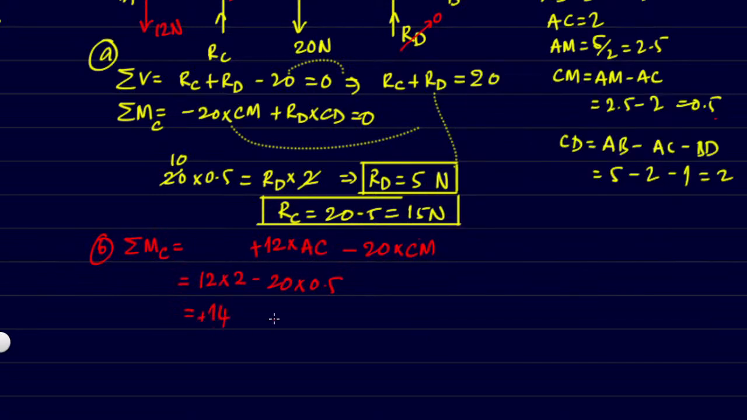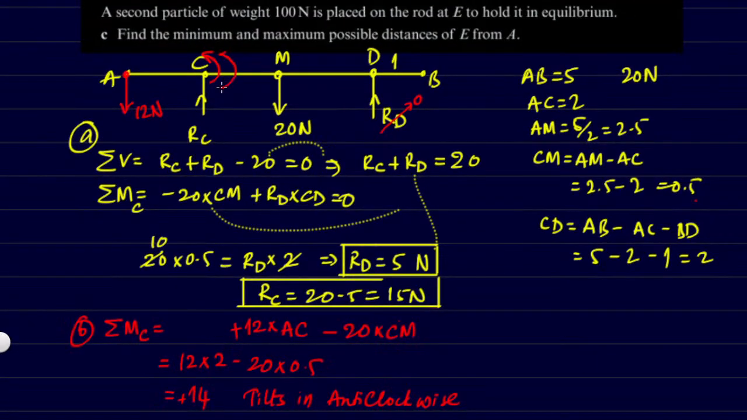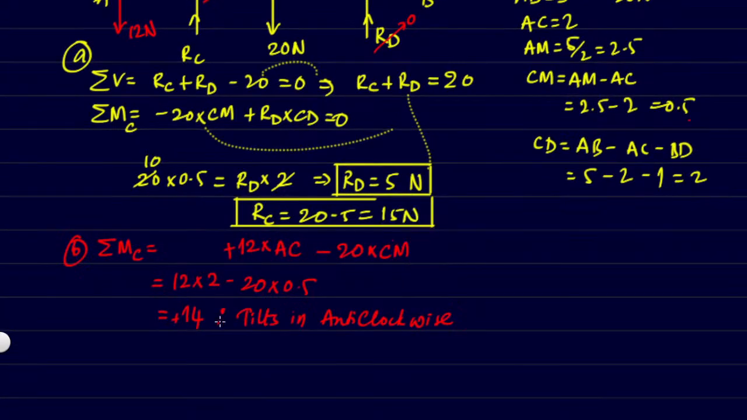Yes. Positive means it tilts in which direction? Anti-clockwise. Anti-clockwise means it is going this side only, no? Yes, so it's correct. Therefore it tilts anti-clockwise. That's how you have to write.